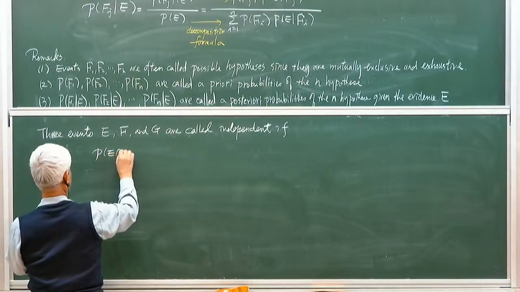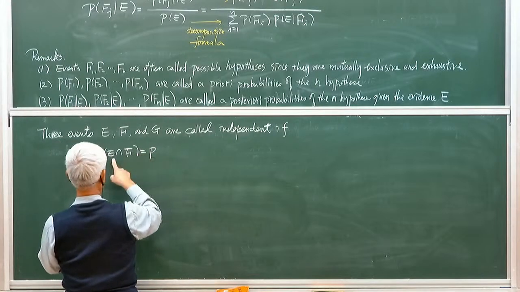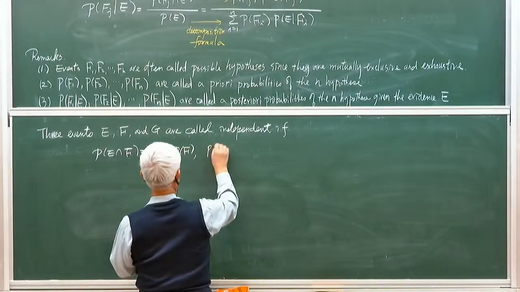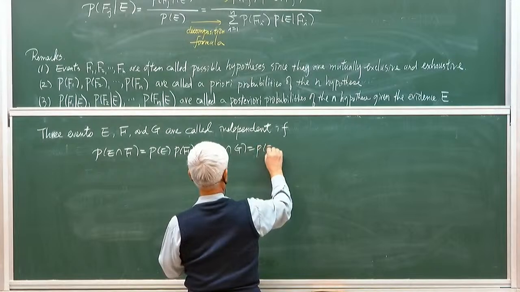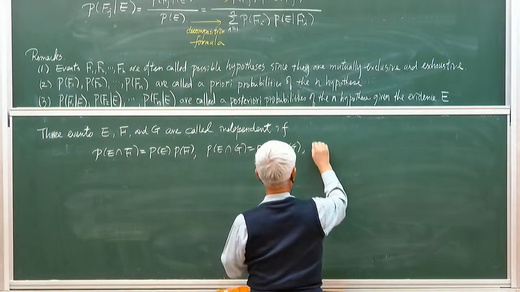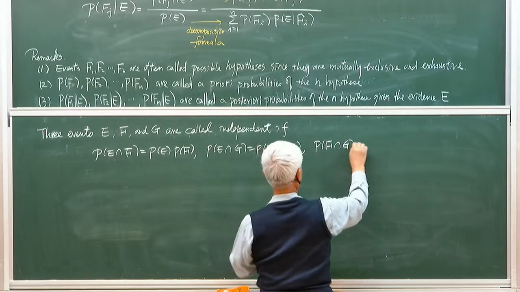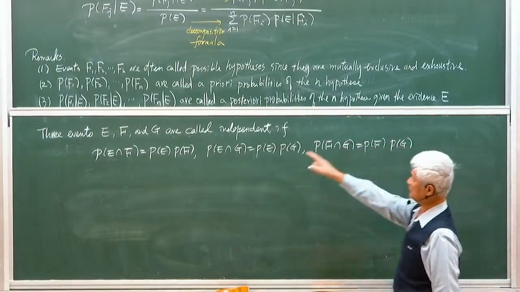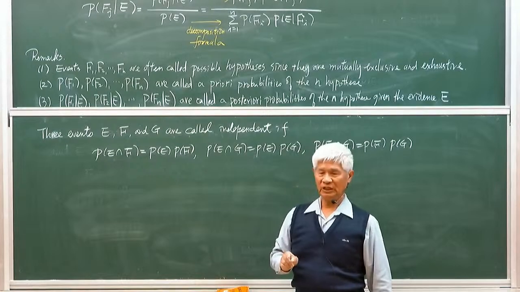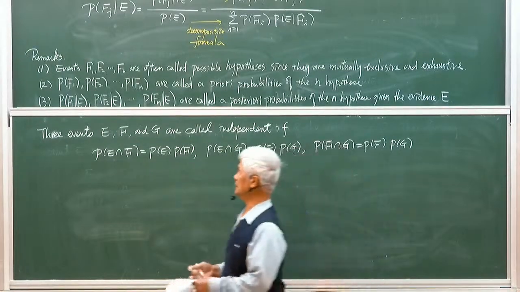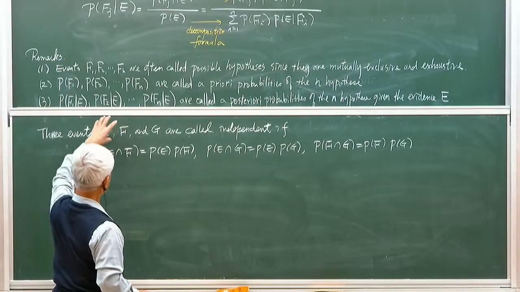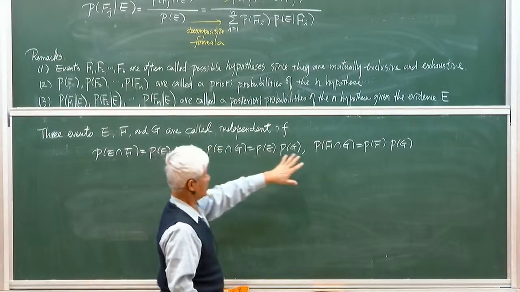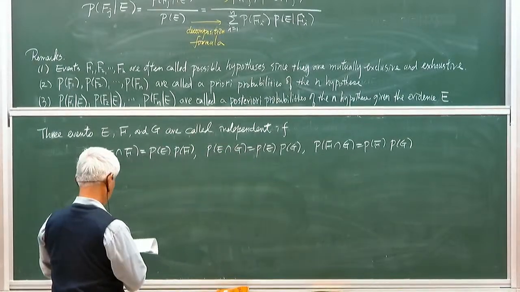Three together are called independent if P of E intersect F, since E and F are independent, we have the formula, P of E intersect G is the product of P of E and P of G, and P of F intersect G is P of F and P of G. So the first condition is that they are independent in pairs.